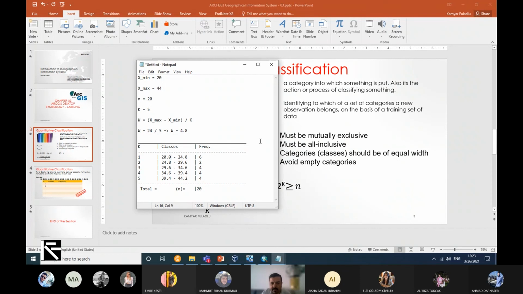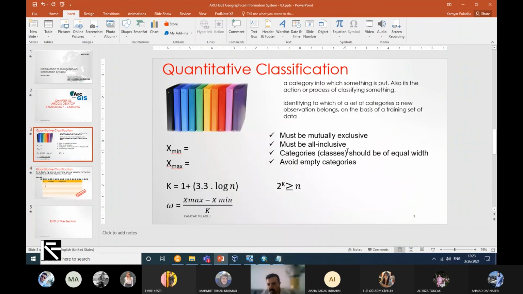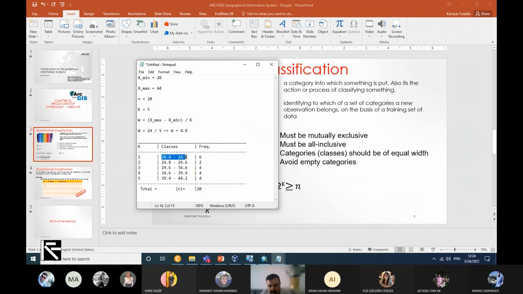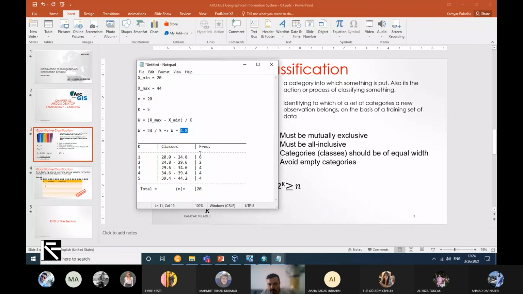Must be all inclusive. It means that all of these numbers should go to one of these classes. You shouldn't have any number without a class. So this means all inclusive. The third rule, all the classes or categories must be equal. If you look, all of them have the same interval, which is 4.8. So this is about equalness. Avoid empty categories. If you look, we don't have any class with 0 members. All of our members fill the classes.